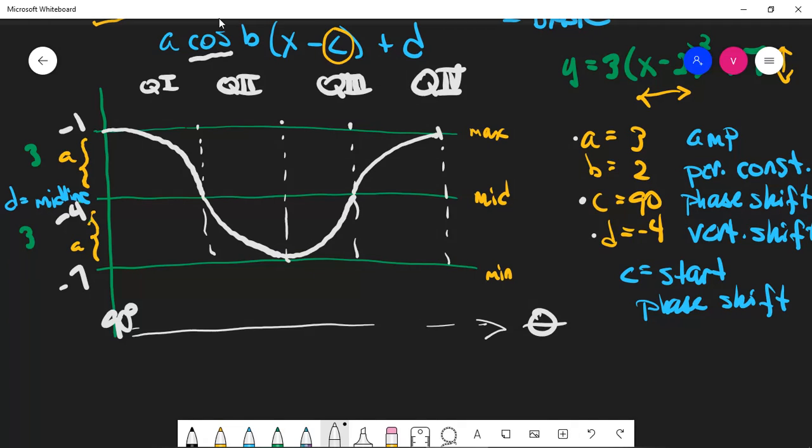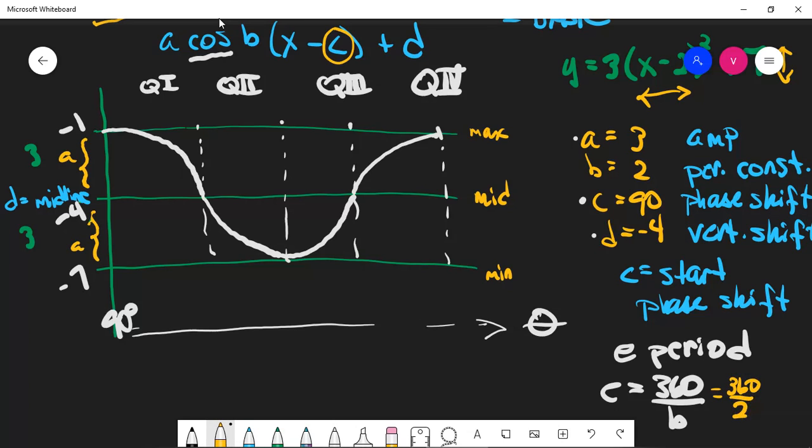Okay, so now the last part is the period, which we're going to call E. E is represented by 360 over B. That's why we're calling this the period constant. It is a number, a constant that you use to determine the period. In our case, we have 360 over 2, which equals 180.